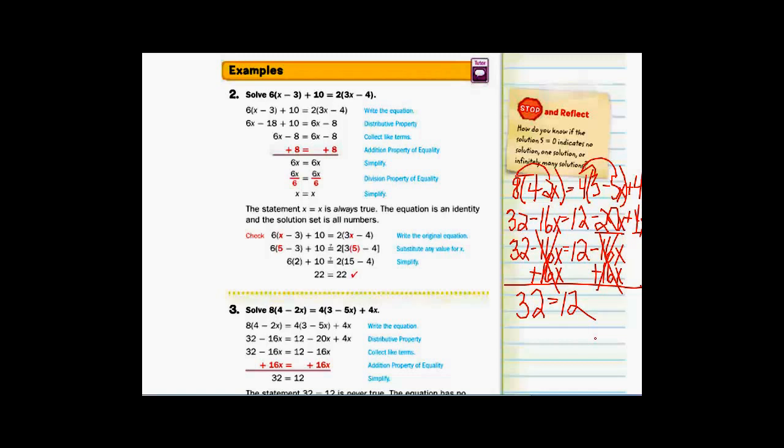All right, so whenever the variables fall out and you have something left that is false, 32 does not equal 12, you can give me this, which is a symbol for the null set. You can also tell me this, no solution.